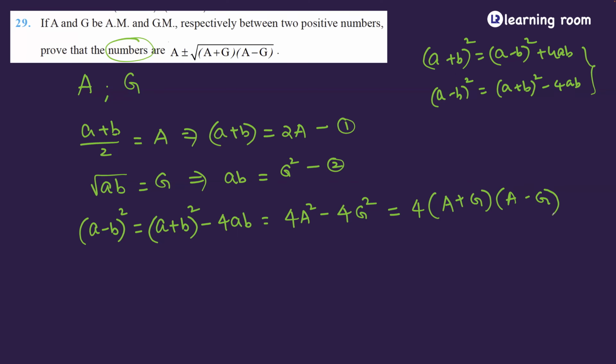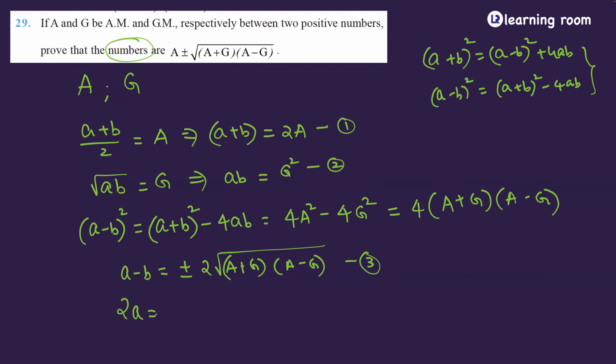Are you able to see something? So this is (a minus b) the whole square. But what should I write a minus b as? I'll write it as plus or minus 2 times root of (A plus G) into (A minus G). Make sense? So this is equation number 3. Now my job is to solve the first equation and the third equation. So when I add the first and the third equation, what will I get?